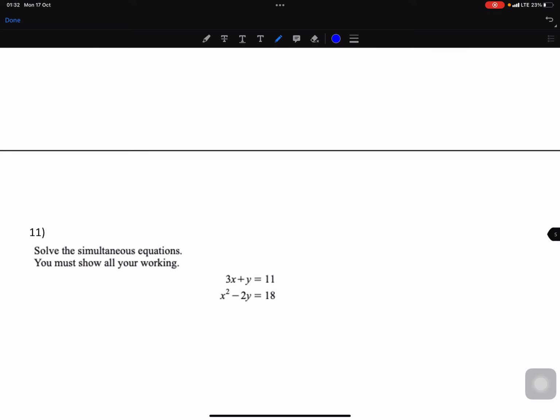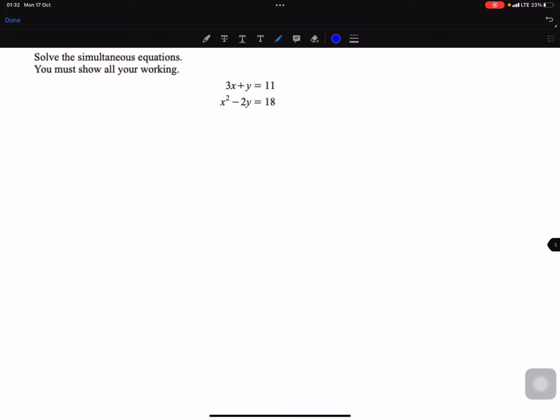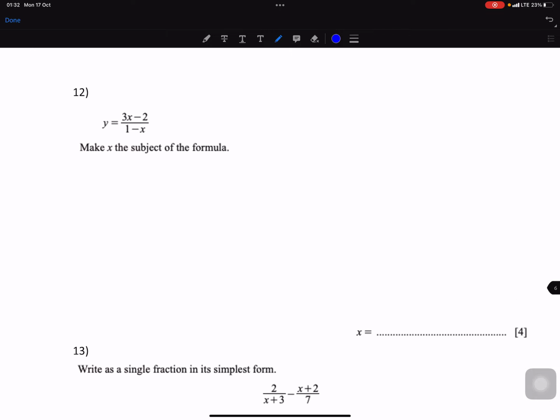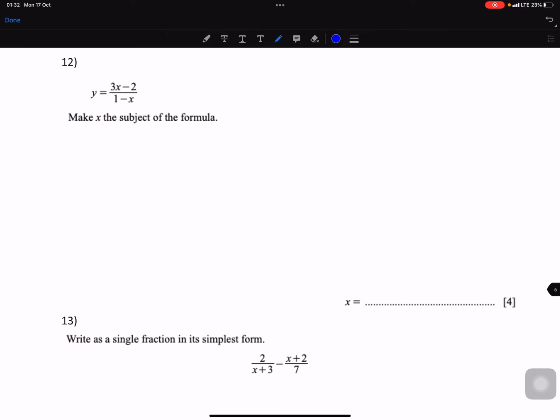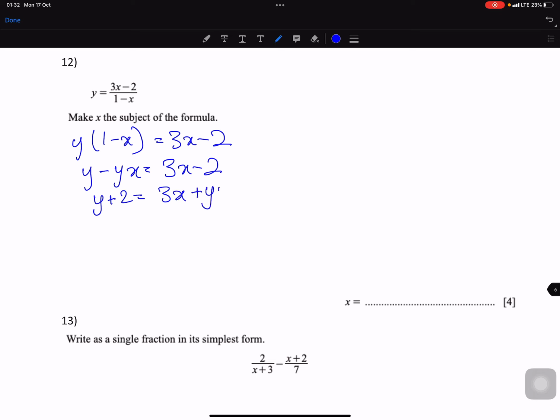All right, moving on. Simultaneous equations using quadratics. I think I solved this and sent it to you on WhatsApp. Moving on. Make x the subject. So y times 1 minus x equals 3x minus 2. y minus yx equals 3x minus 2. y plus 2 equals 3x plus yx. y plus 2, take x as a common factor, 3 plus y, so y plus 2 over 3 plus y equals x.